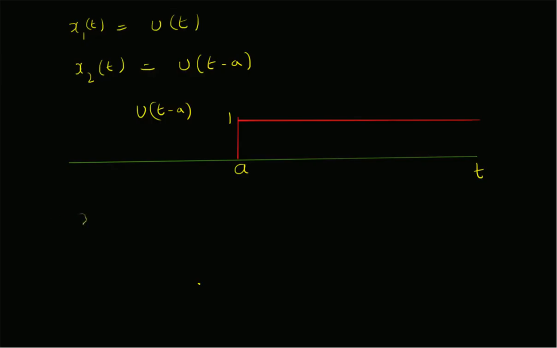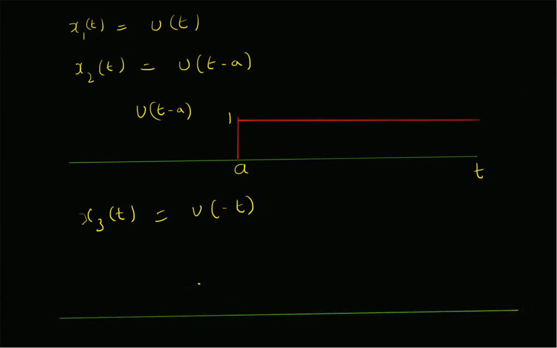Now let us look at the time reverse version. x3 of t is equal to u of minus t. In that case, the theoretical graph should look like the following. So the signal is equal to 1 for values of t up to 0, that is from minus infinity to 0, the signal value is 1, and after that it is basically 0. We can also realize this plot in Matlab as follows.